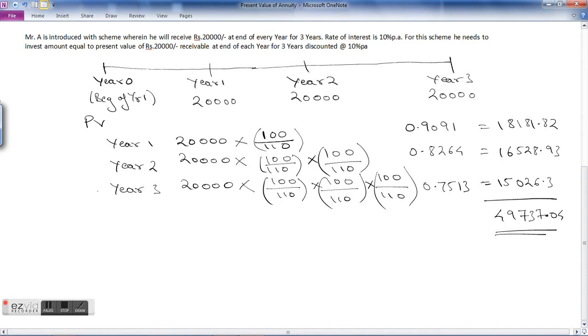Now let's see another way of calculating this. Since the amount is constant here, 20,000 is constant, what we can do is take the sum of these factors for 3 years. Present value of, what is this?